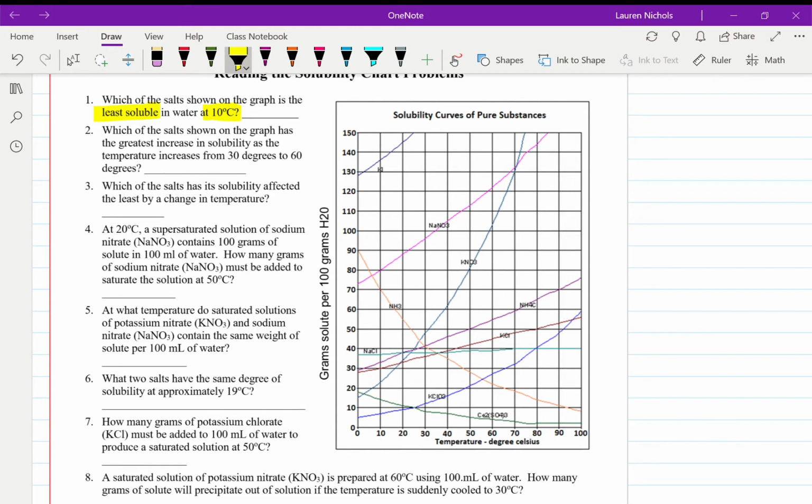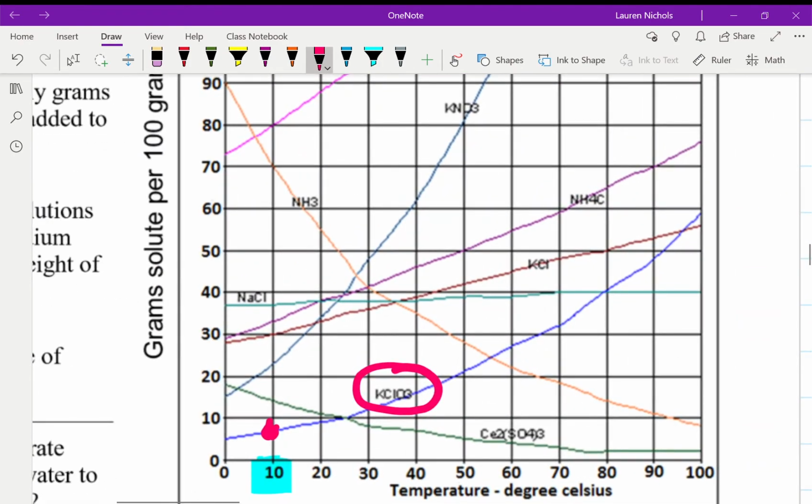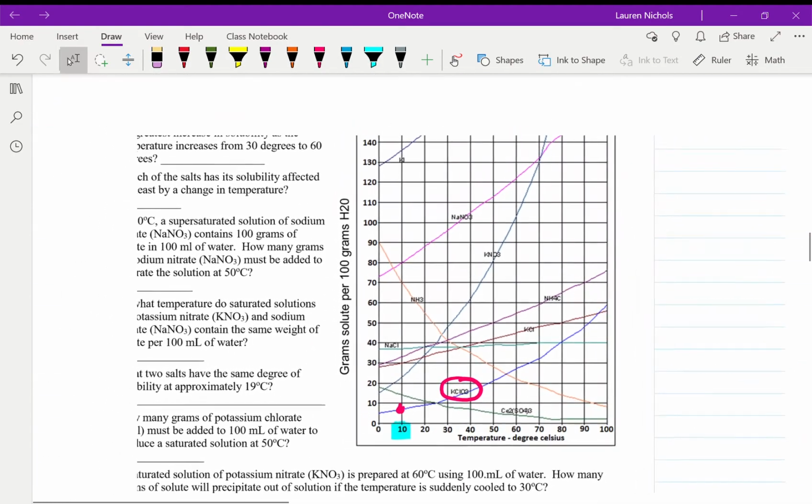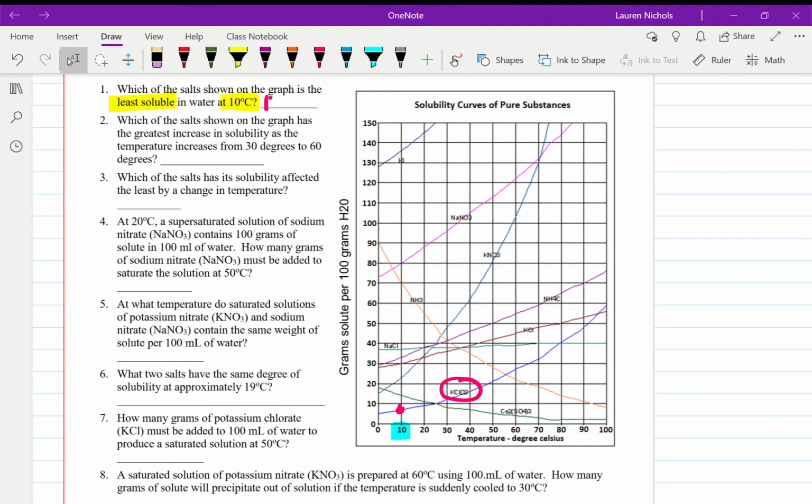So if we look at 10 degrees Celsius, we can see that the first line we reach is this point here. And so that would be KClO something. Let's see. If we zoom in, can we read it? KClO3. So potassium chlorate. So that would be our answer.